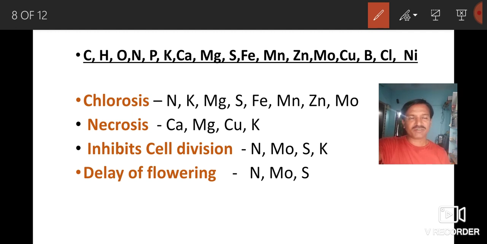And inhibition of cell division: deficiency of nitrogen, molybdenum, sulfur and potassium. NMOSK inhibits cell division. And delay of flowering: deficiency of nitrogen, molybdenum and sulfur. Inhibition of cell division is NMOSK; delay of flowering is NMOS, nitrogen, molybdenum and sulfur.